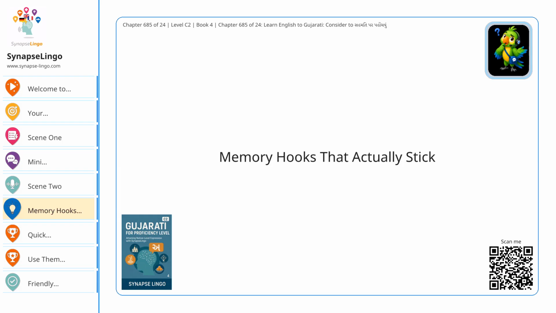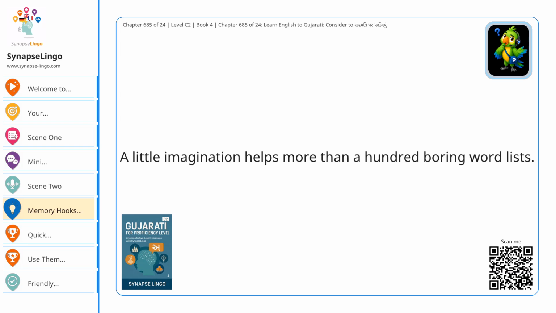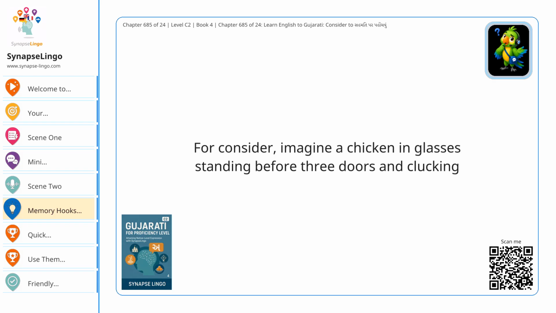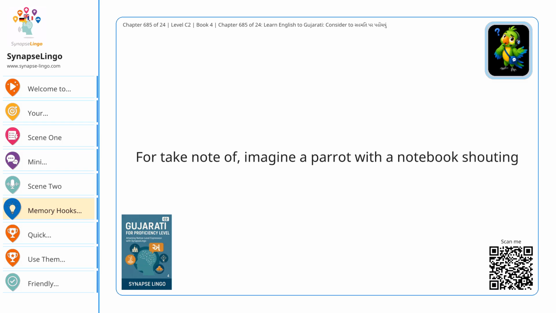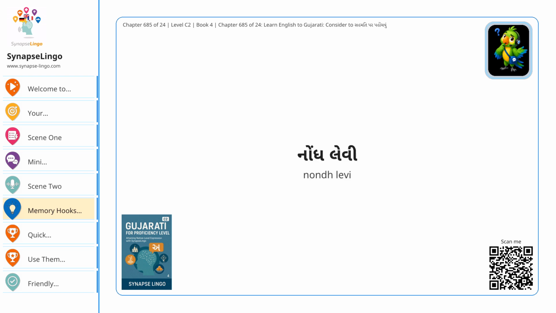Memory hooks that actually stick. Let us make these phrases easier to remember. A little imagination helps more than 100 boring word lists. For consider, imagine a chicken in glasses standing before 3 doors and clucking. Strange? Yes. Memorable? Also yes. For take note of, imagine a parrot with a notebook shouting it every time anyone speaks.